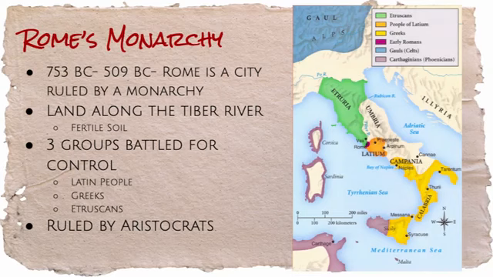The land along the Tiber River was ideal because it had fertile soil, which was good for farming, and so you're going to see a lot of civilizations popping up on rivers, Rome being one of them.